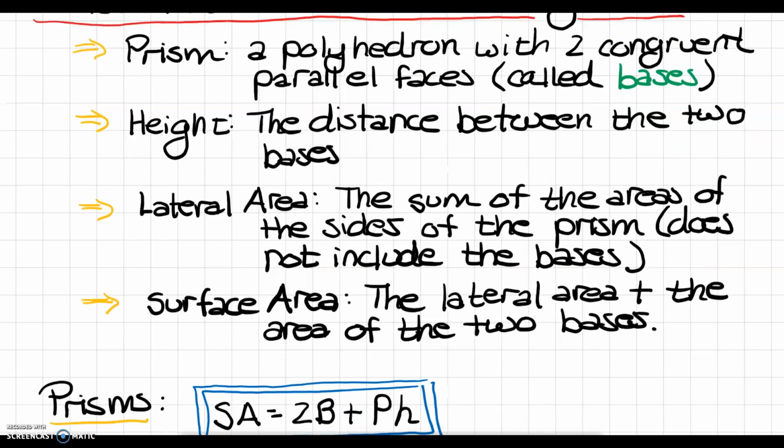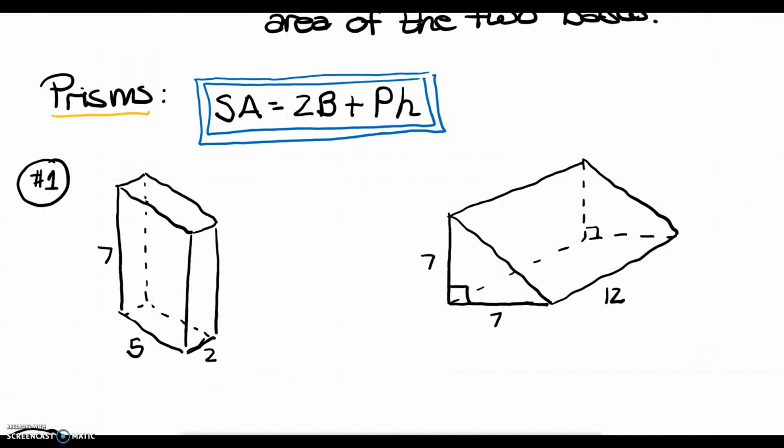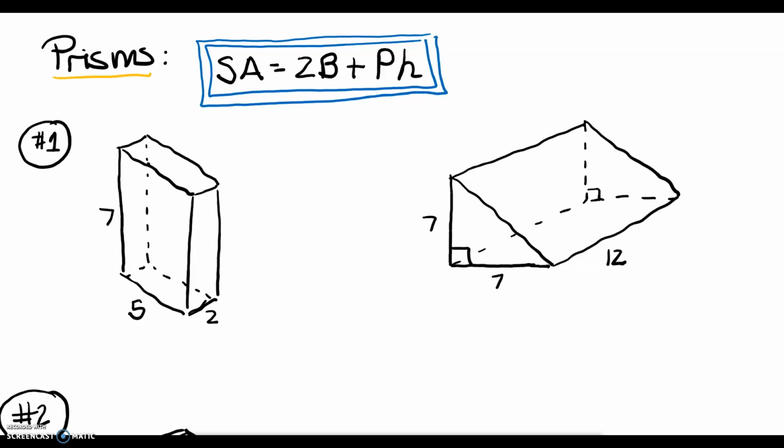So let's take a look at the formula for finding surface area. The surface area of a prism equals 2 times the area of the base, so capital B is the area of one of the bases, plus the perimeter of the base. Remember, that's the perimeter of the base times the height of the prism.